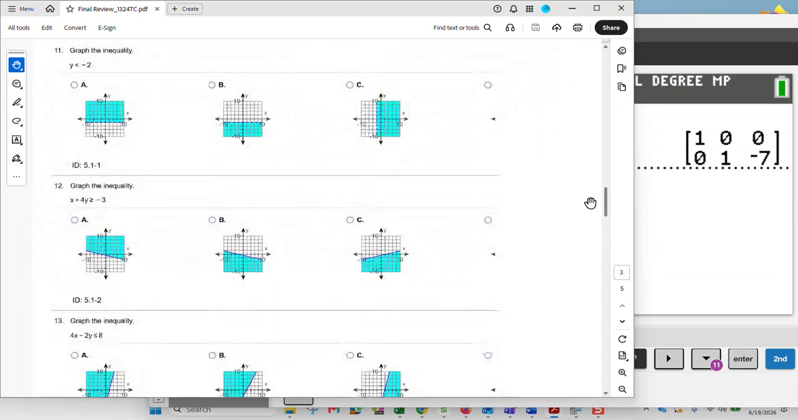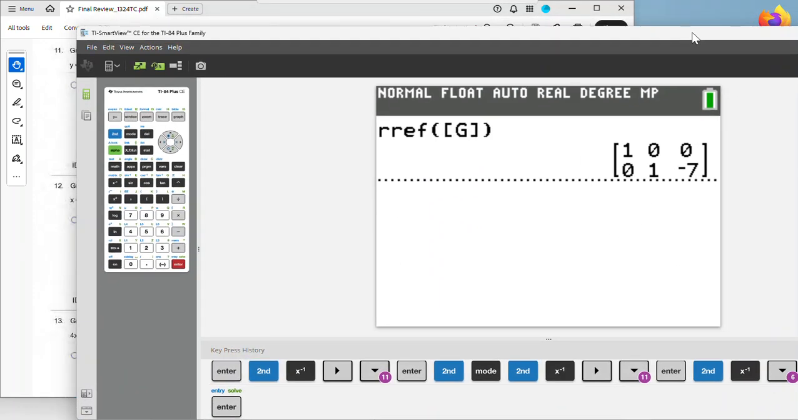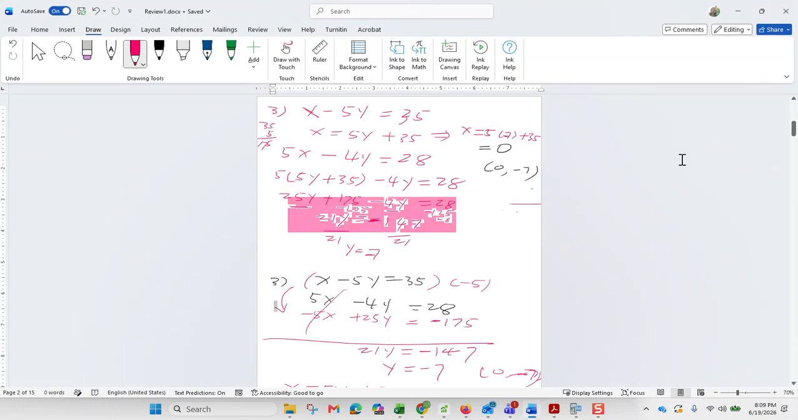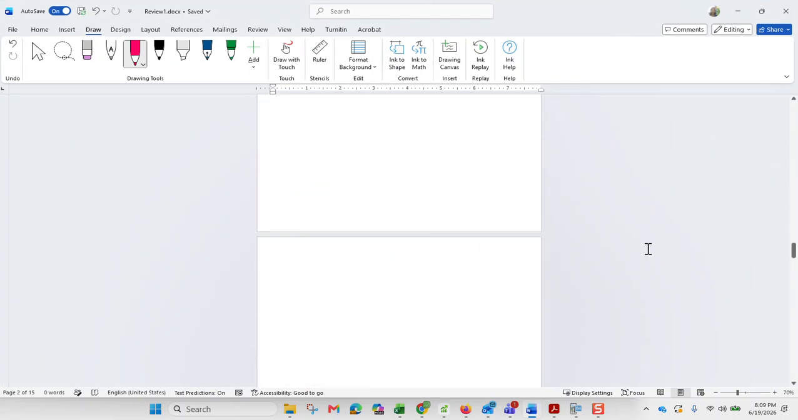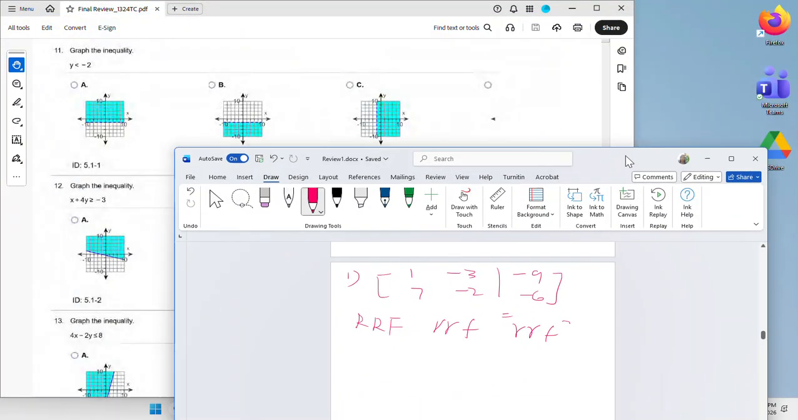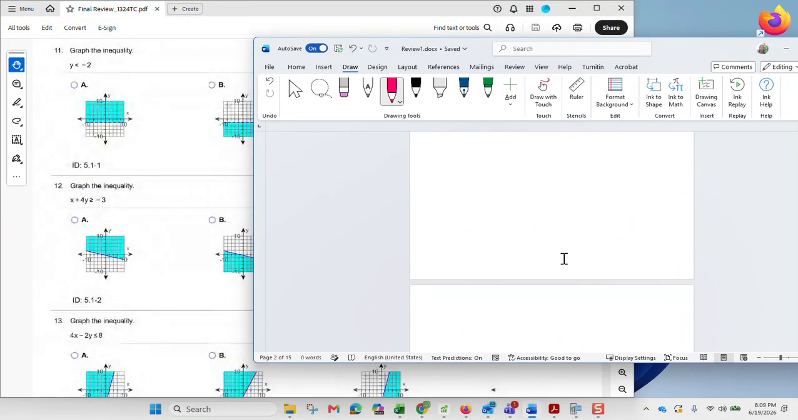All right, now we're going to look at the graphing for chapter 5. This one is inequality, right? So how do we graph this one? In here, we can use a testing point, right? Testing point in here.